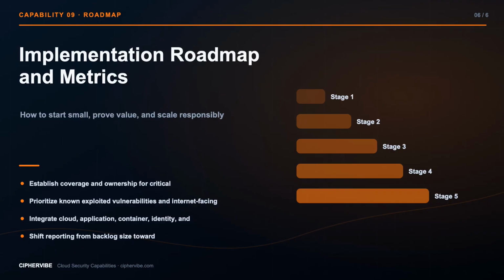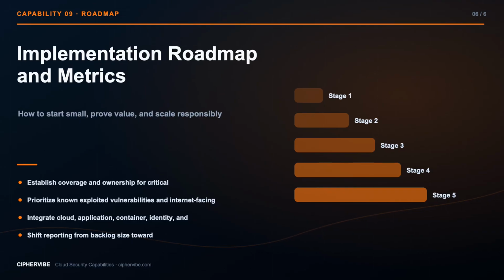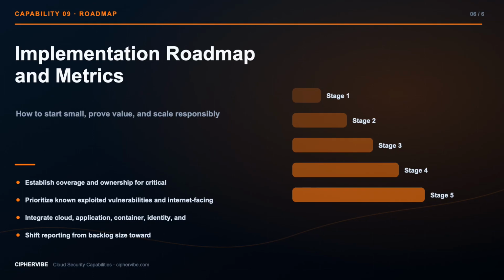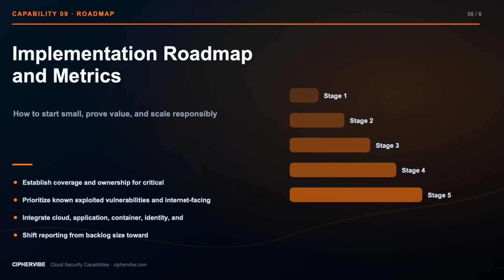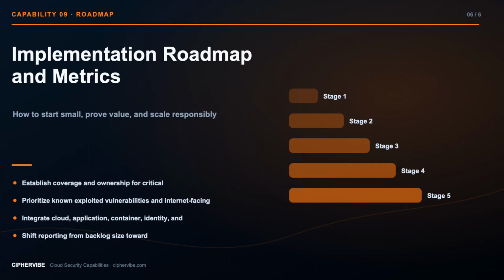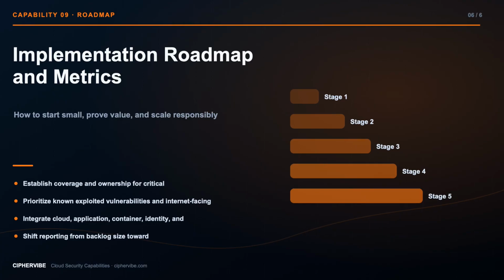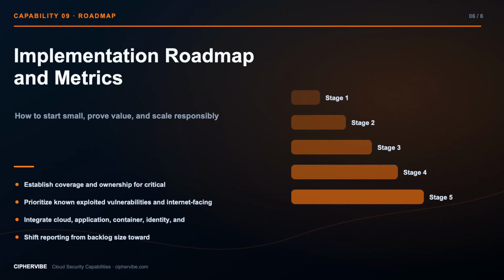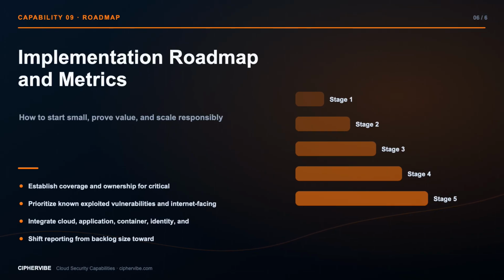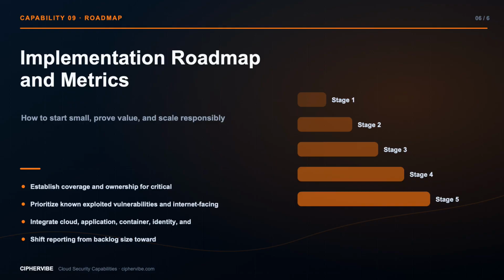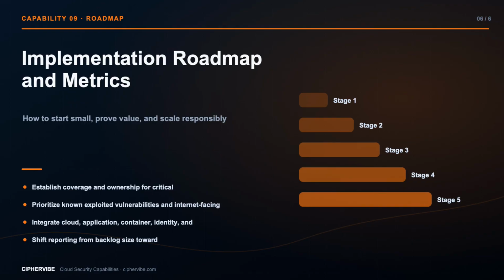Fourth, shift reporting from backlog size toward exposure age, risk reduction, and recurring root causes. Fifth, use attack simulation and incident history to validate whether prioritization reflects real paths. The roadmap is incremental because a focused production scope lets teams validate evidence, ownership, workflow, and control safety before scaling.